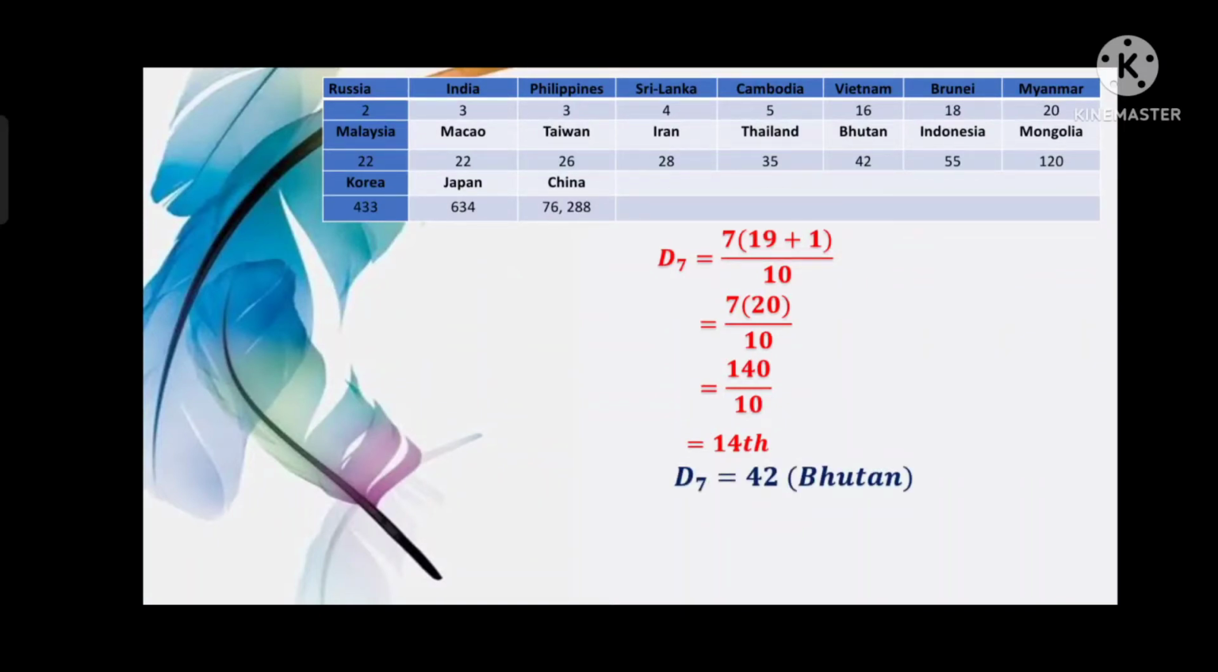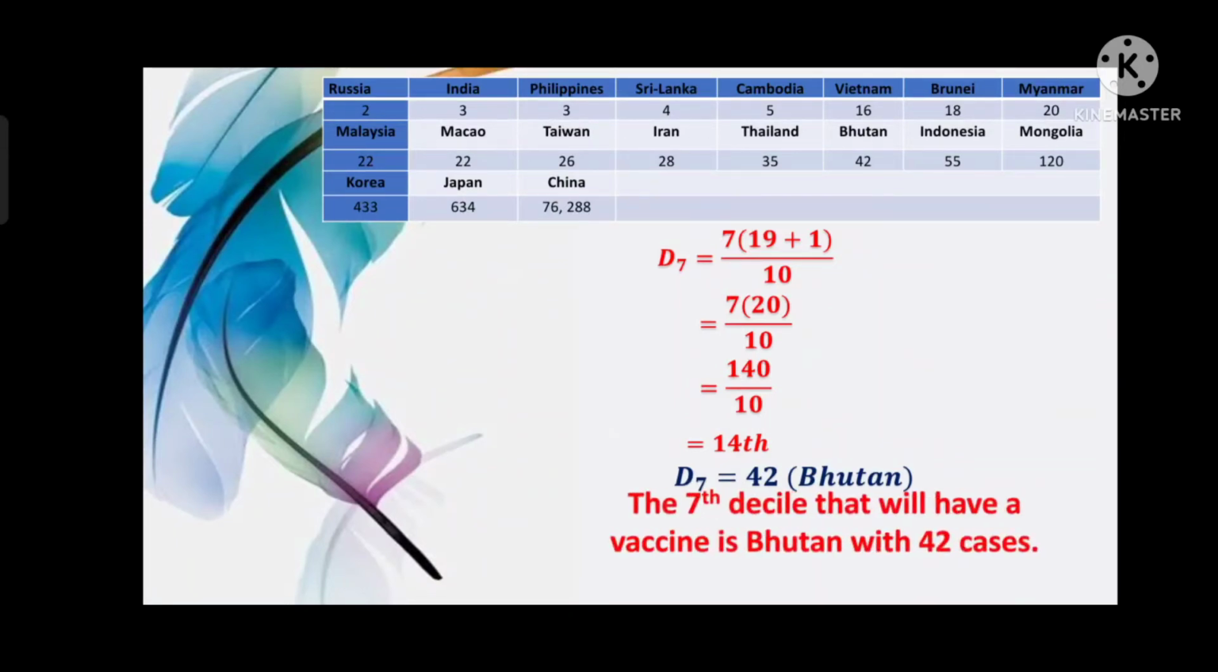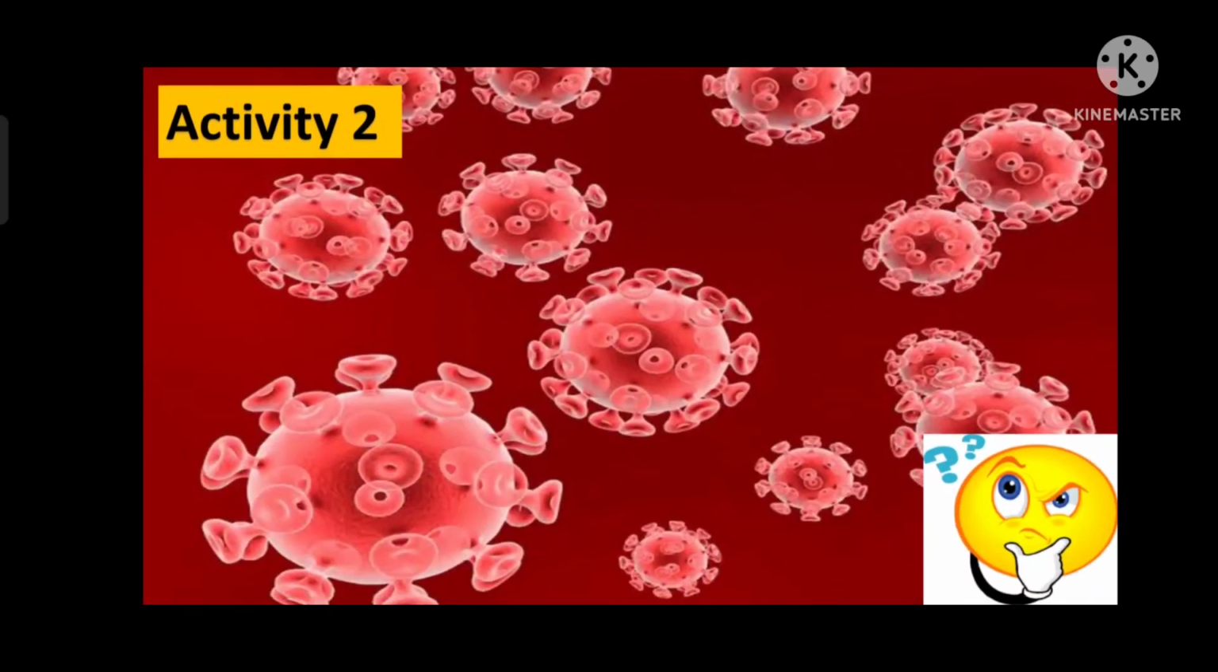So D7 is equal to 42, which is Bhutan. The 7th decile that will have a vaccine is Bhutan with 42 cases. Let's now have another activity.